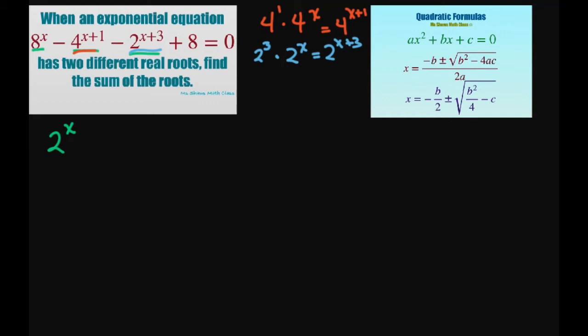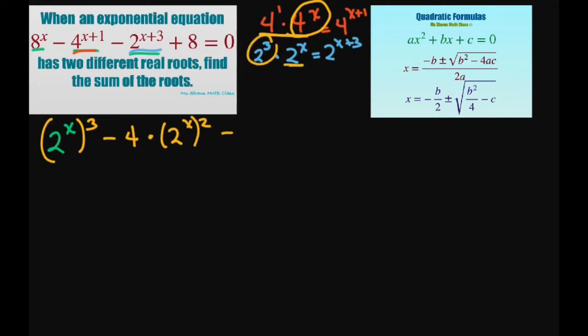All right, so this 8 can be written as 2 to the power of x, cubed. Then we're going to have minus, and then 4 times, now 4 to the power of x can be written as 2 to the power of x, squared. And for this one, this 2 cubed is 8, so let's write 8 times 2 to the power of x, and then we still have this plus 8. Since it's not a power, we can just keep it as 8, like that.